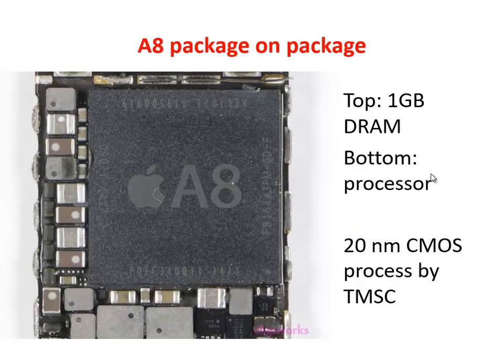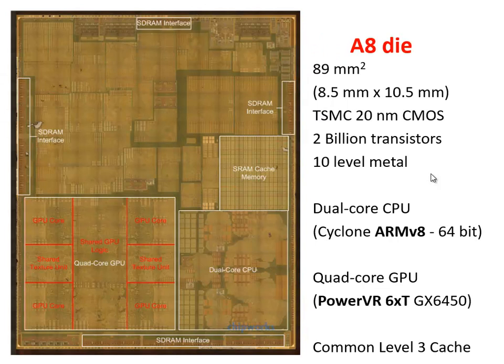Just a zoom on the A8. This is the photo of the A8. I already told you almost everything. I just want to show you a picture of the die. This is the microprocessor. So just to show you what the main components are. The main components are these two. You have a dual-core CPU.